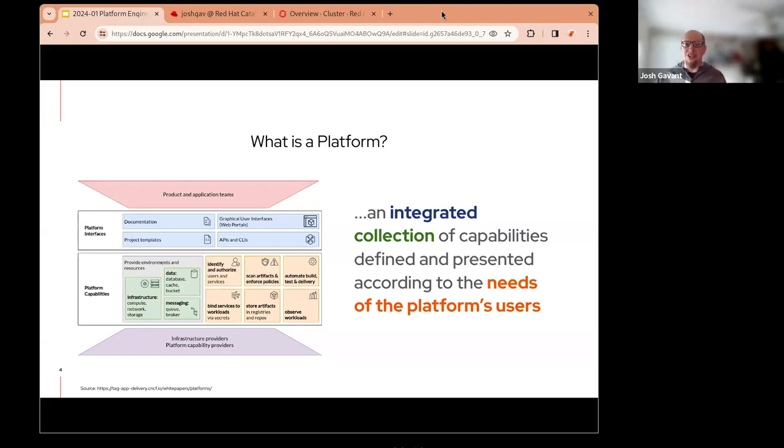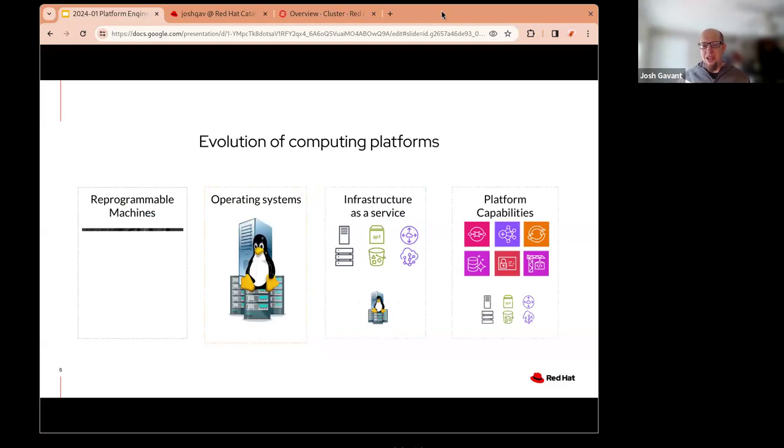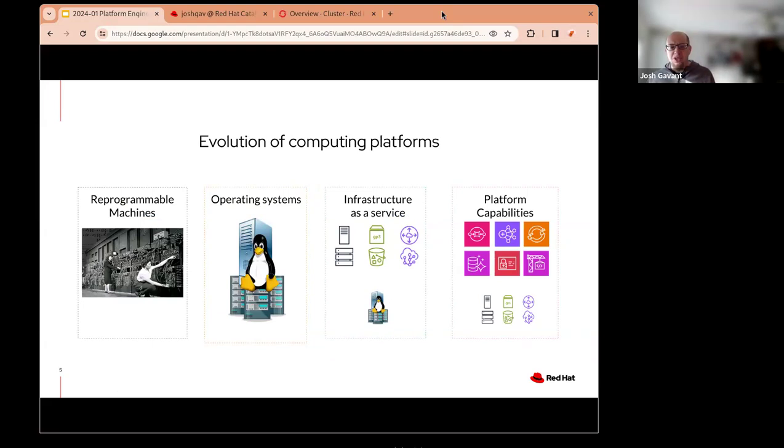That's what I mean when I say it's always has been. If you think about the evolution of computing platforms, there's always been some sort of platform underneath you, whether you're going back 50 years to reprogrammable machines. Of course, you've got the same machine, you're just rewiring it to be used for a different purpose, but you're utilizing that same set of capabilities.